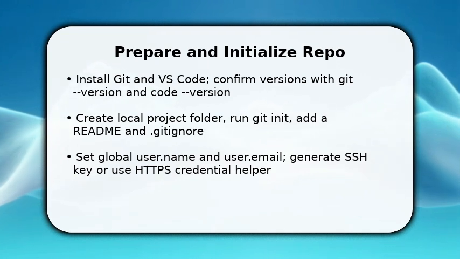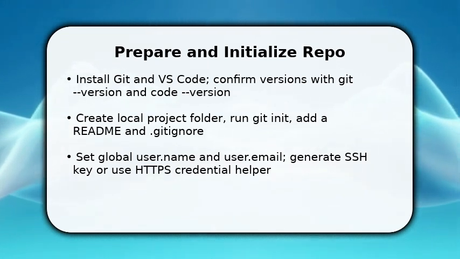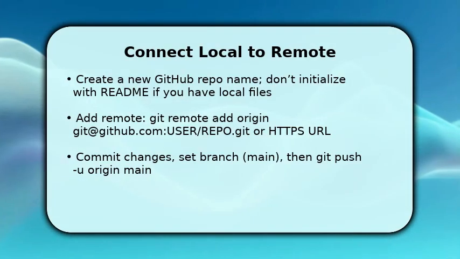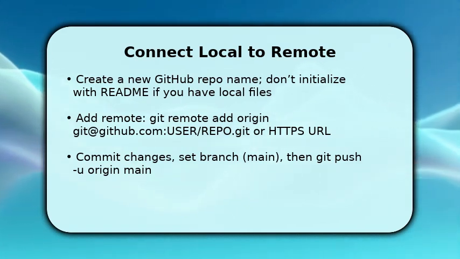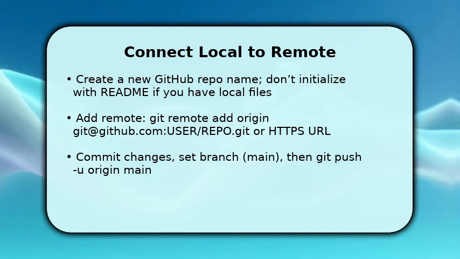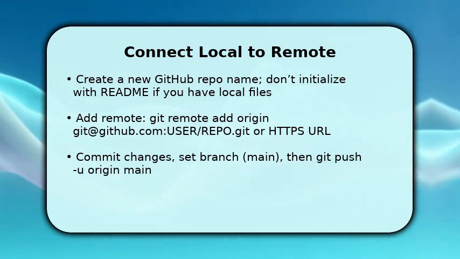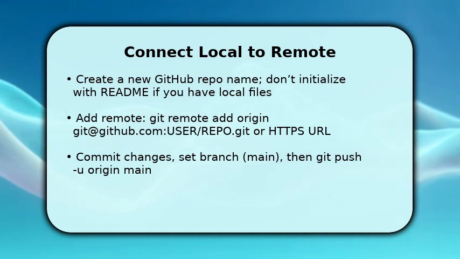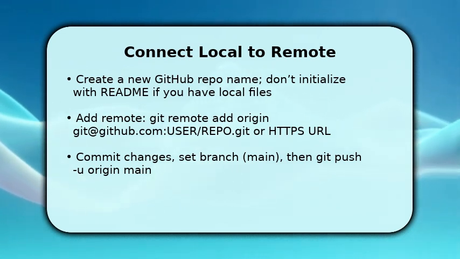Once done with local setup, create the remote repository on GitHub and copy its clone URL. Back in VS Code, add the remote with git remote add origin using the SSH or HTTPS URL you chose. Stage and commit your files. git add, git commit -m "initial commit".